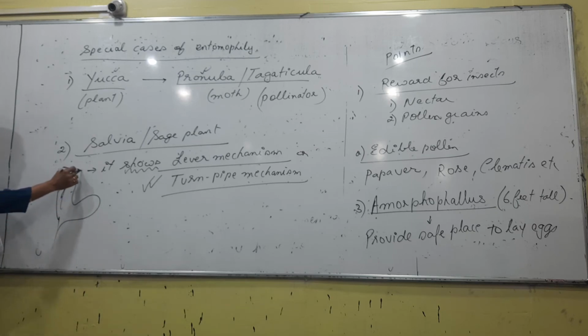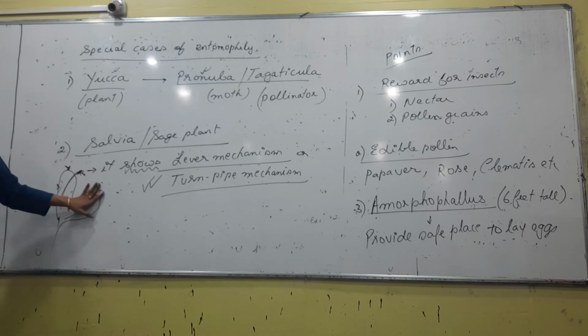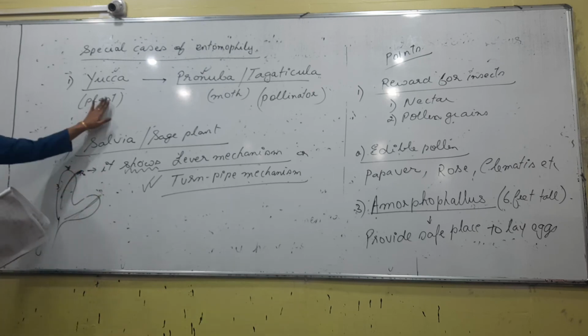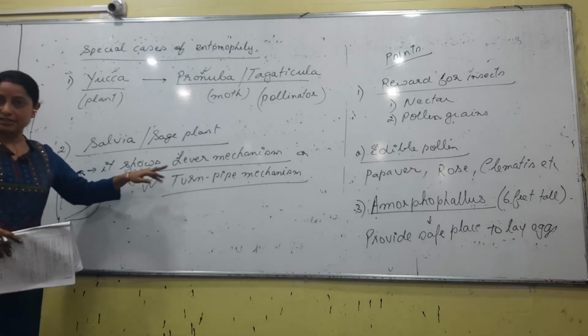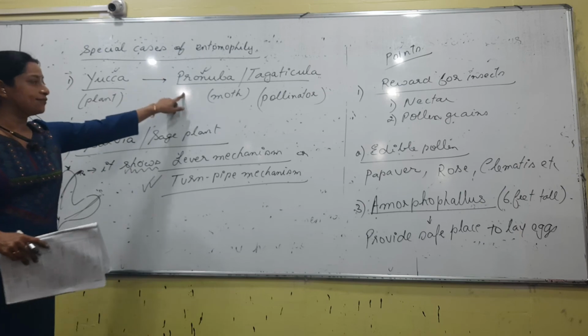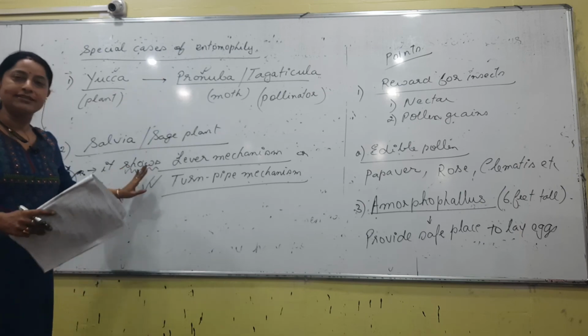There will be a male flower, there will be female flowers, right? When the insects come and fall here, it gives a pressure. So this will bend down towards the female plant and ultimately the pollen grains will get dusted, right? You don't need that much. Understood? You don't need the mechanism, just remember lever mechanism or turnpipe mechanism in case of salvia. In case of this, you have to remember the pollinator.